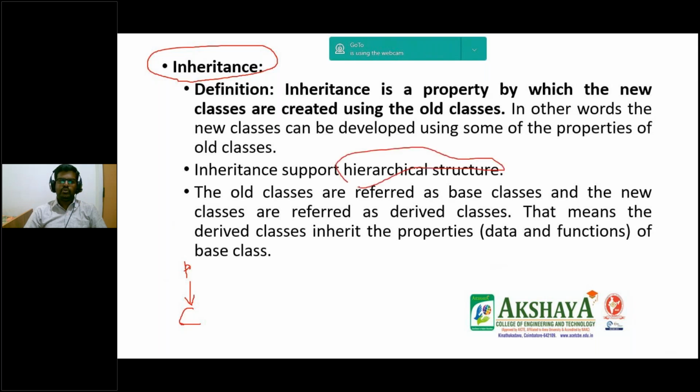What you are going to do is create a new class, called the derived class, from an existing class. The existing class is called the parent class, base class or super class. The new class is called the child class, subclass or derived class. This is the concept of inheritance. Then the last topic is polymorphism.